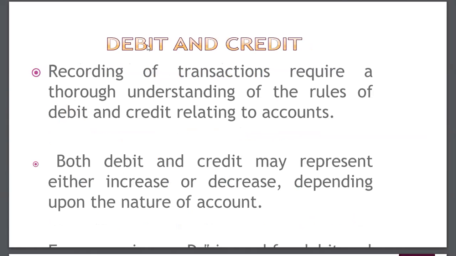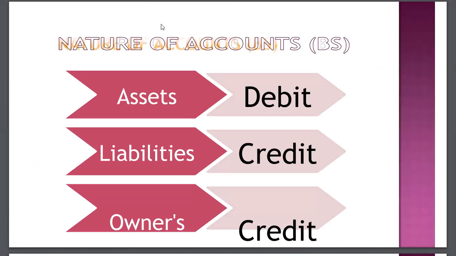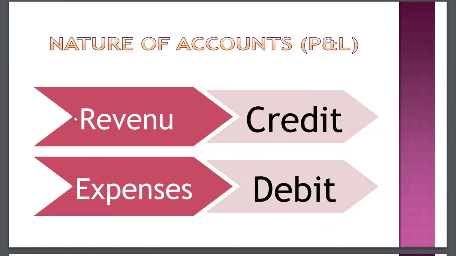Definitely. So recording of transactions requires a thorough understanding of the rules of debit and credit relating to accounts. Both debit and credit may represent either an increase or decrease depending on the nature of the account. The nature of accounts: assets, debits; liabilities, credit; owners, I'm not sure, probably owner's equity would be a credit as well. I'm going to have to fix it. But revenue is credit, expenses is debit.